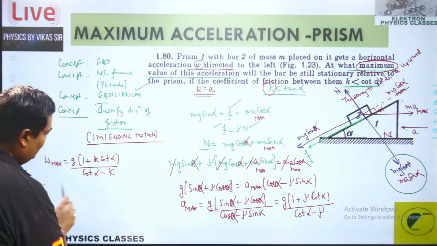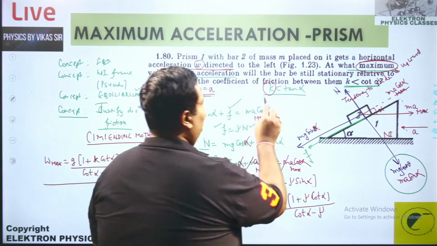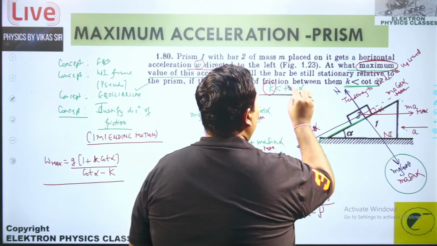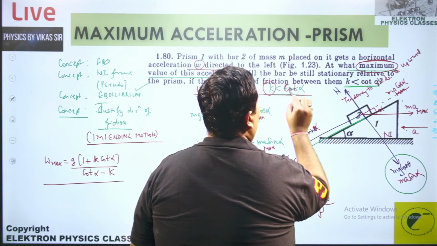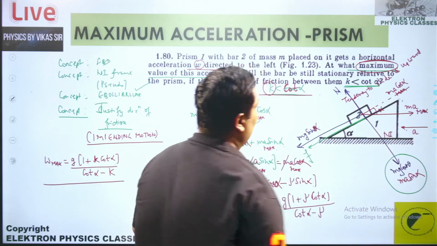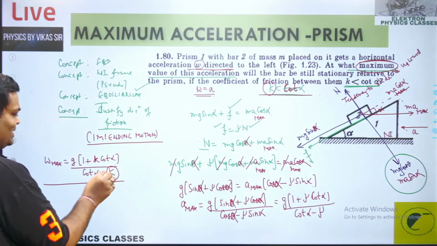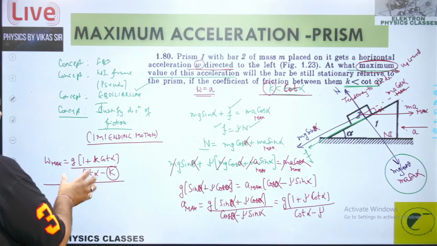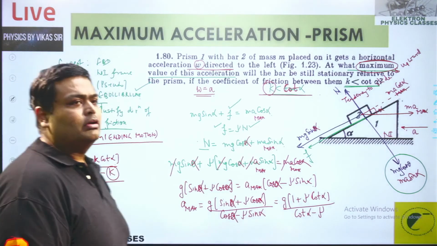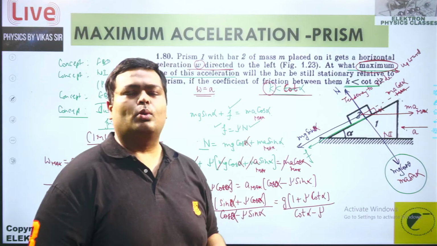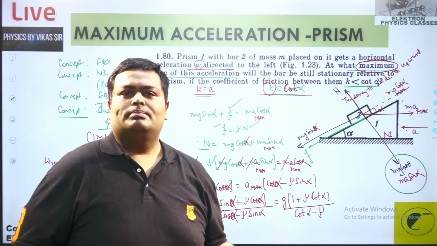Do you understand now the condition given here? K is less than cot alpha. That's the condition given. So K has to be less than cot alpha. Otherwise, the sign of the acceleration changes and the question altogether becomes meaningless.